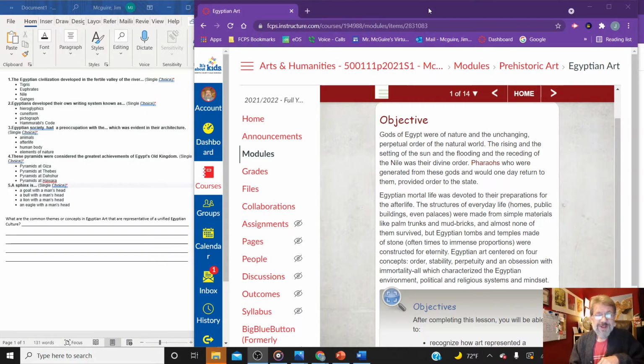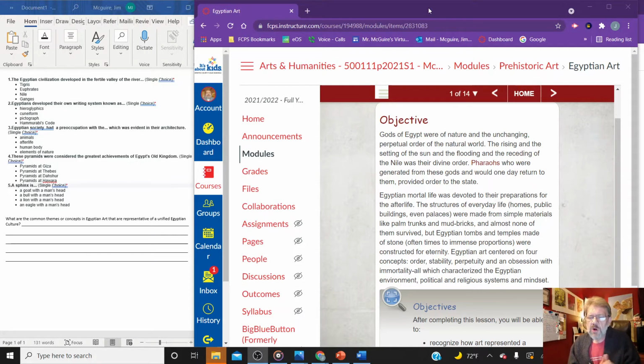The open response question is what I want to pay the most attention to right now. And that is, what are the common themes or concepts in Egyptian art that are representative of a unified Egyptian culture? We're going to be looking at the different progressions, the evolutions that Egypt went through. And there are certain themes that carry throughout. And what we want to do is kind of pay attention to what are those themes, find out what they are, and look for evidence of how we can see those as they continue through those different incarnations.